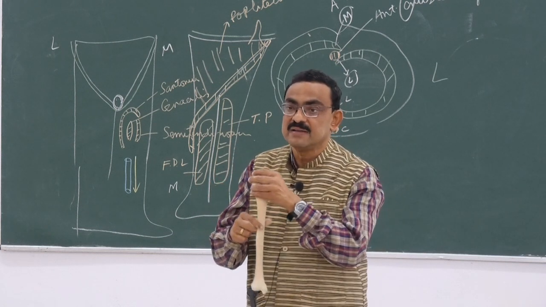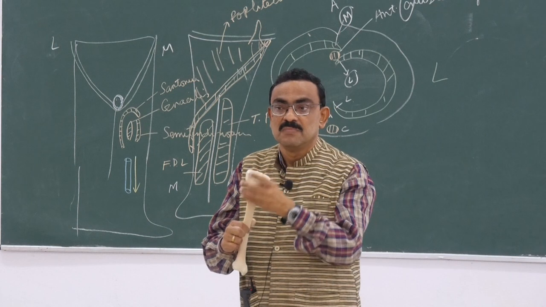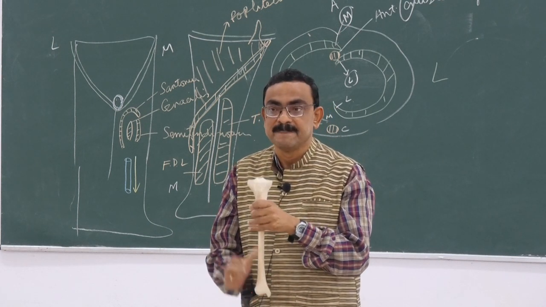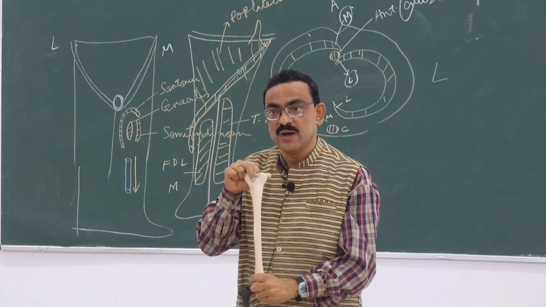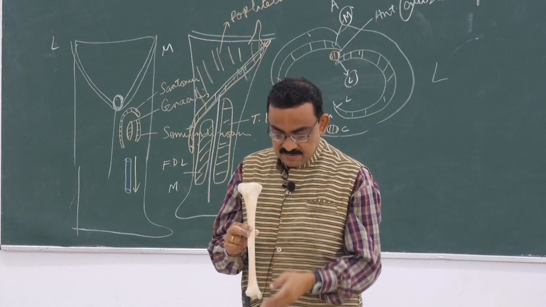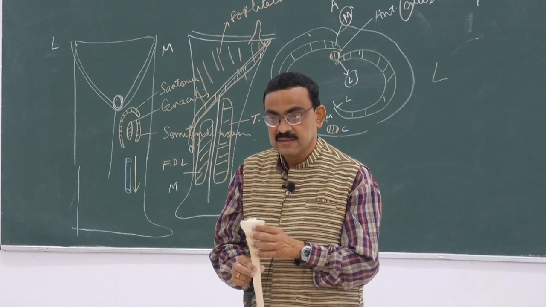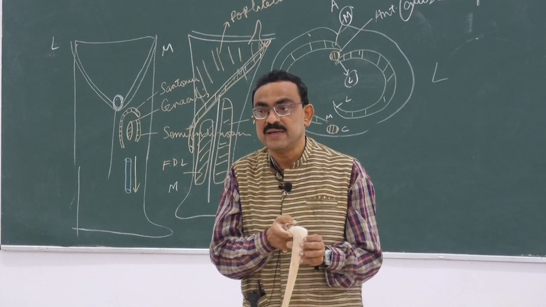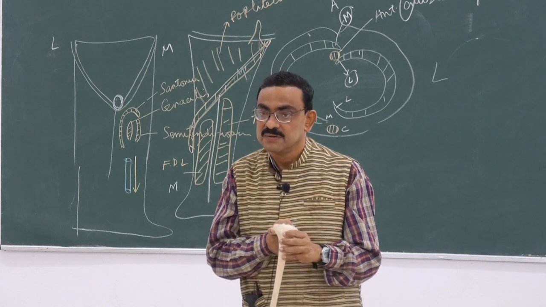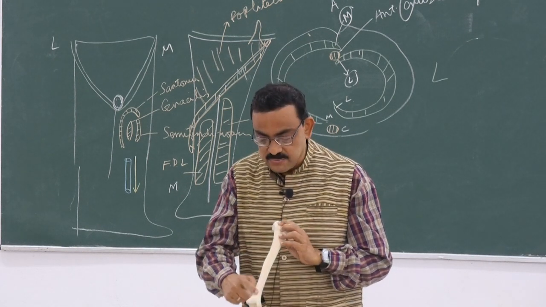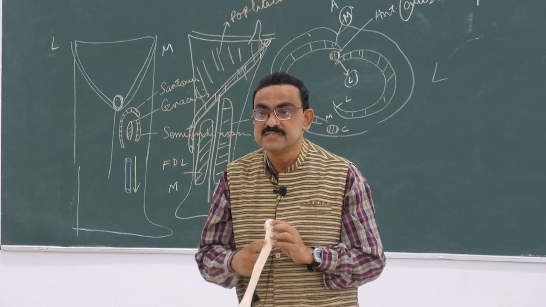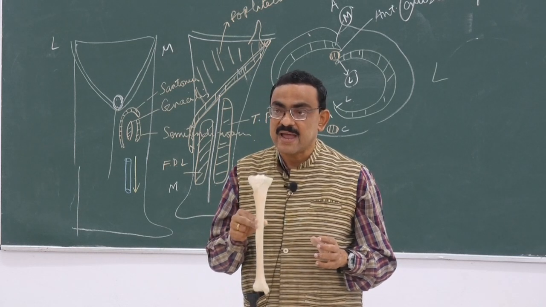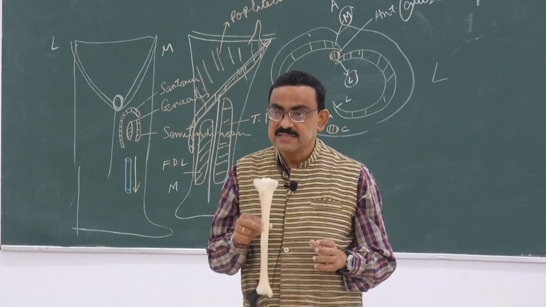And the upper end is broad, the lower end is narrower. So upper end and lower end, medial and anterior you can locate, and laterally you can locate by the fibular facet. And anteriorly also we can find this sharp border, the anterior border. So this is the tibia of the right side, in the anatomical position.